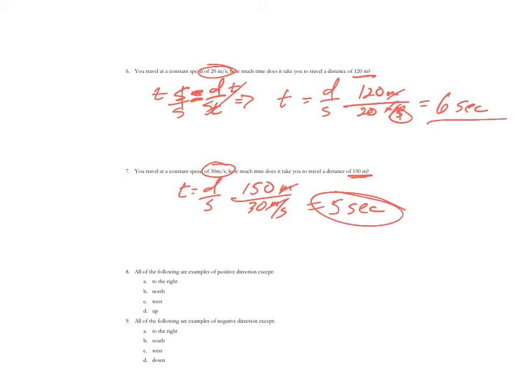Positive direction. To the right is positive, north is positive, west is negative, up is positive. So I think we got to pick that one. Negative direction: to the right is positive, south is negative because think of the graph grid. West is negative and down is negative, so I think we got to pick that one. How far your ending point is from starting point, we know that's displacement.